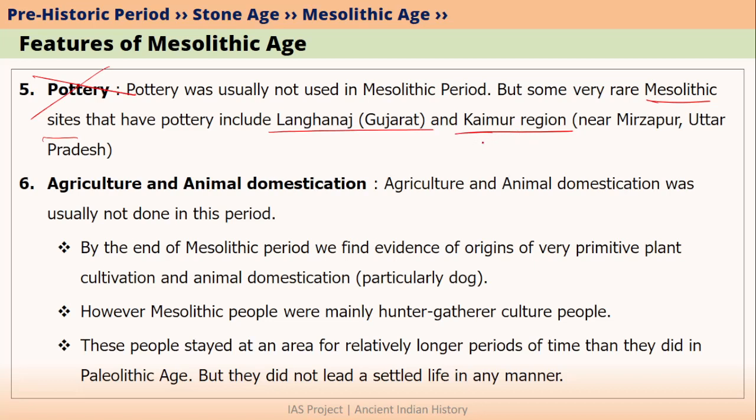If there is a question in prelims exam, which age do you associate pottery with? Then the answer would be Neolithic Age, not Mesolithic Age. Agriculture and animal domestication was usually not done during this period. However, we have evidences that Mesolithic people domesticated one particular animal, that is dog. We must remember that Mesolithic people are mainly hunter-gatherer culture people, so they did not generally domesticate animals. Domestication of animals as well as cultivation of plants only started at the very end of Mesolithic Age. That is why we can say animal domestication as well as agriculture started in Neolithic Age, not Mesolithic Age.